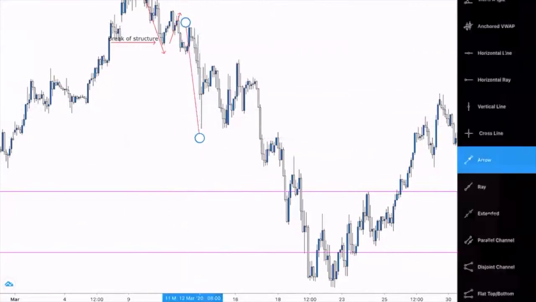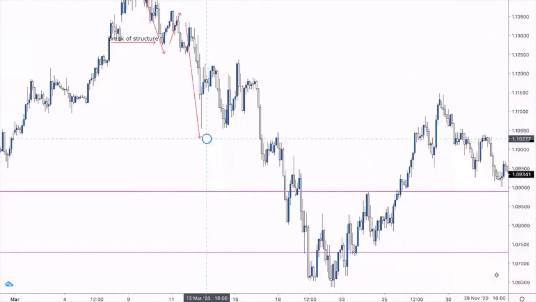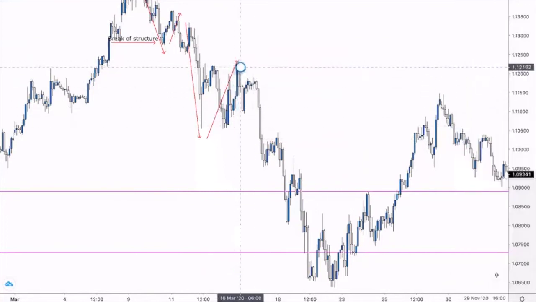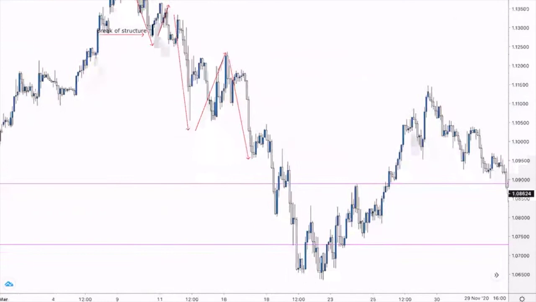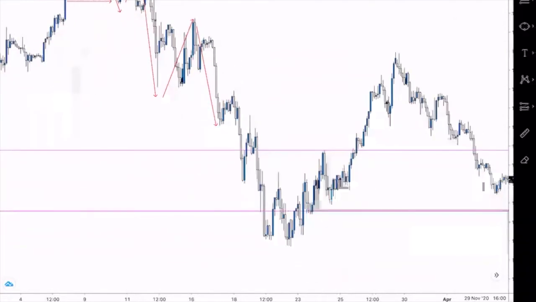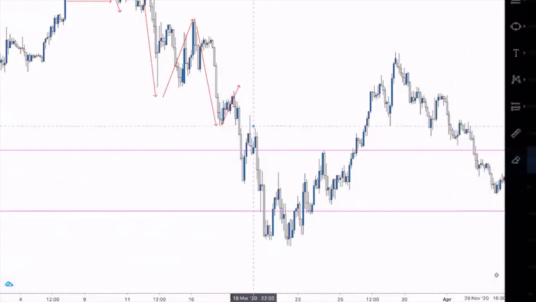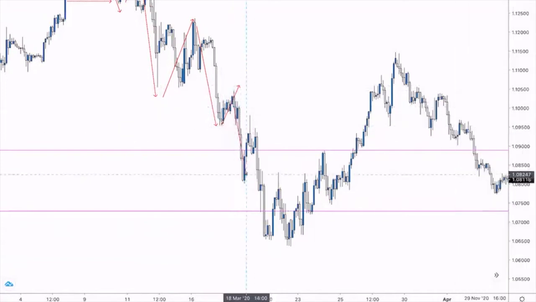To make a lower high, which is here, to make a lower low, which is here, and so forth and so forth. So where can we get into the market on this downwards trend? This would be a good example of where we get in at.